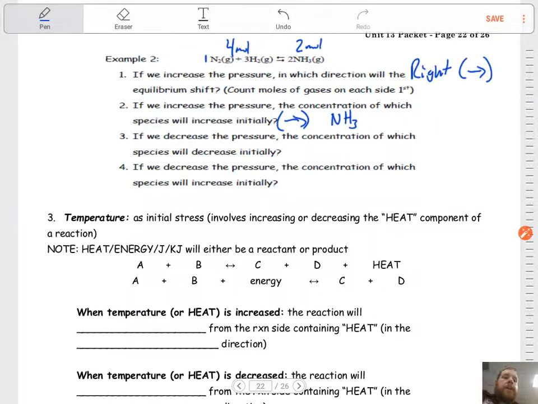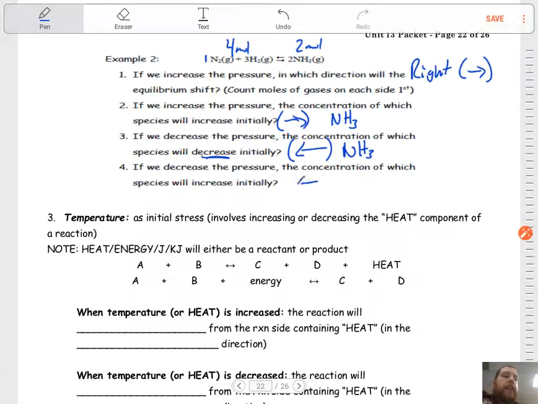Number 3, if we decrease pressure, what's going to happen to the shift? Well, decreasing pressure, we go to where there's more moles of the gas, so we're going to shift to the left. The concentration of which species will decrease initially? Notice again, it says decrease here. That's going to be ammonia again.